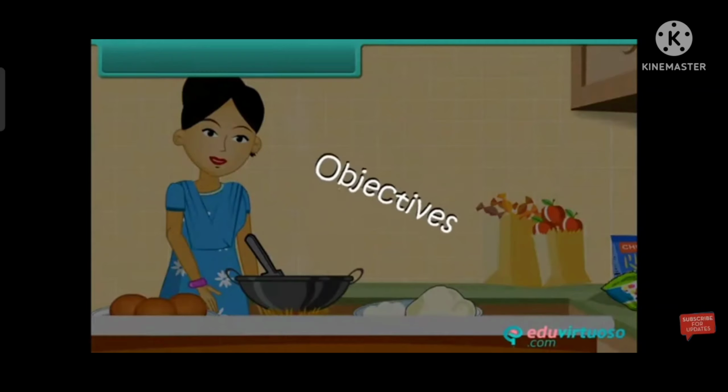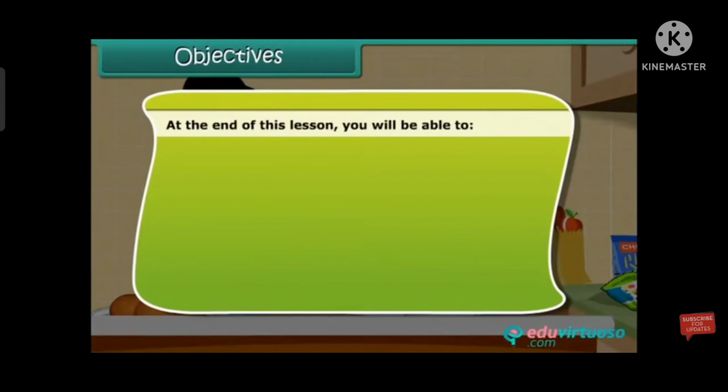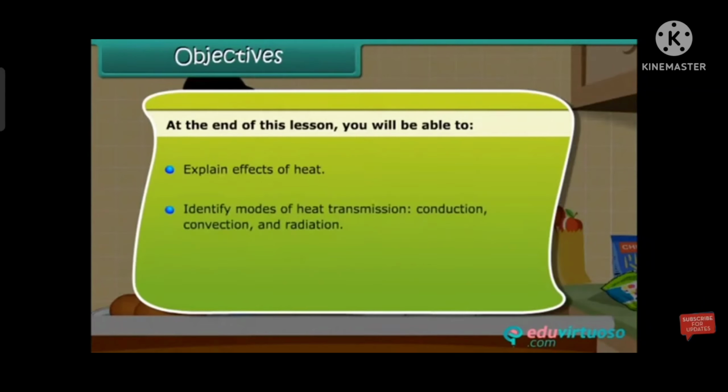Objectives. At the end of this lesson, you'll be able to explain effects of heat, identify modes of heat transmission: conduction, convection, and radiation, and explain good and bad conductors of heat.